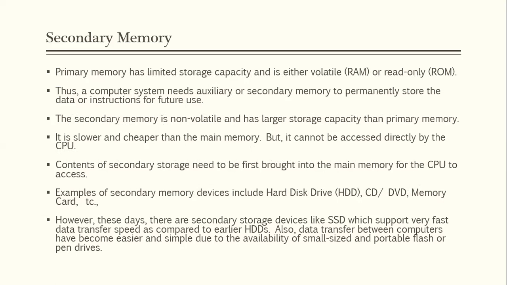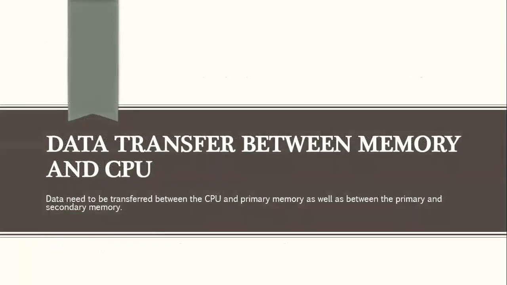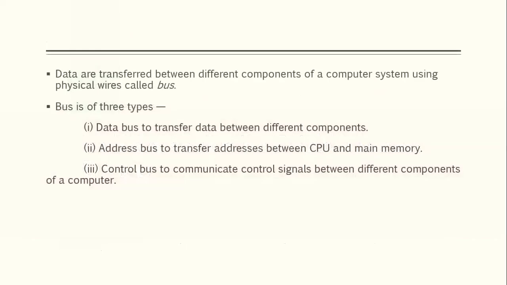Secondary memory is again non-volatile. That means it is permanent and it has a larger storage capacity than primary memory, and it can also be changed. We can modify it. How is the data transferred between the memory and CPU? By using bus. Data is transferred between two components of a computer system using physical wires called bus.